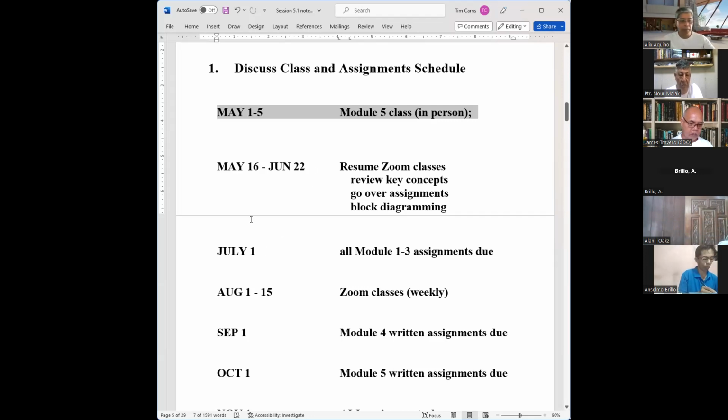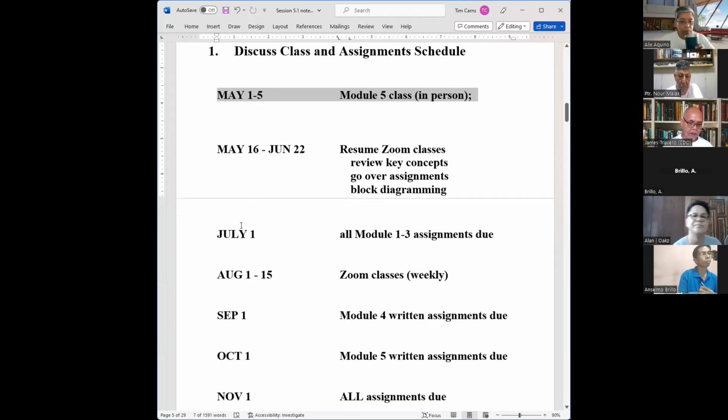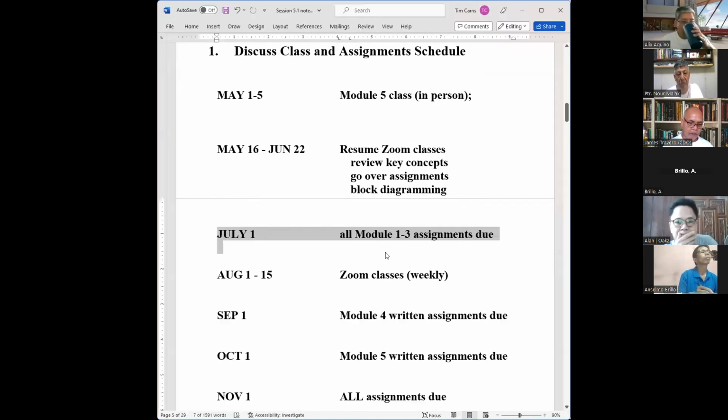I put down here as well, just wanted to give you guys some target dates just to keep in front of you. July 1st being when all the Module 3 assignments need to be done. All right, so some of you have those you need to do.